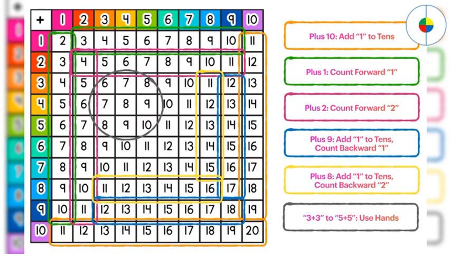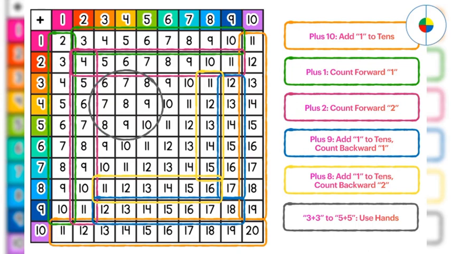Any number plus 9, just add 10 and count backward 1. 6 plus 9 is 6 plus 10 minus 1 equals 16 minus 1, which is 15. 9 plus 4 is 10 plus 4 minus 1 equals 14 minus 1, which is 13. Any number plus 8, just add 10 and count backward 2. 8 plus 4 is 10 plus 4 minus 2 equals 14 minus 2, which is 12. 7 plus 8 is 7 plus 10 minus 2 equals 17 minus 2, which is 15.